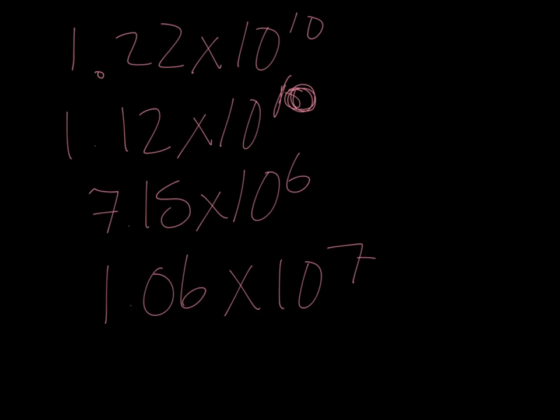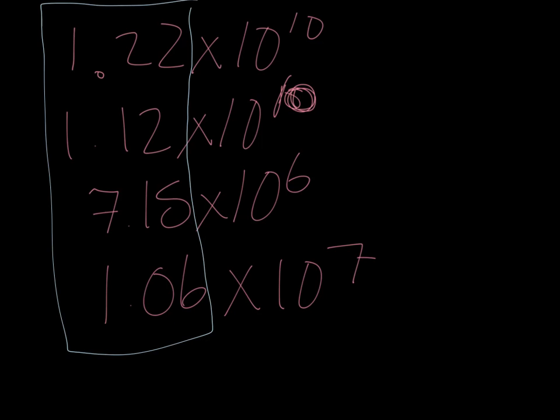At times I'm going to be asking you to compare different numbers, and the hardest part about comparing scientific notations is that we see all these numbers with one whole number, a decimal point, and then a series of decimal numbers less than 1 after that. So 1.22 times 10 to the 10th, 1.12 times 10 to the 10th, 7.15 times 10 to the 6th, and 1.06 times 10 to the 7th. The question would be, which is biggest?